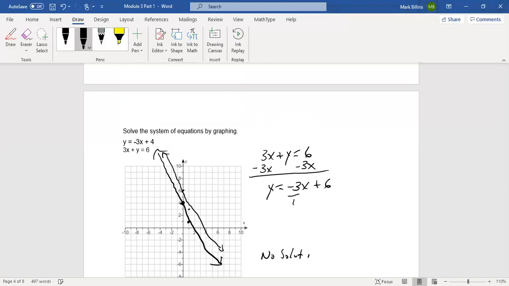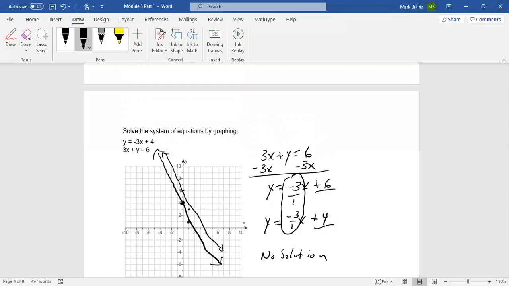How do I know my lines are parallel? Remember the definition of parallel lines. Parallel lines have the same slope. So equation 2, we get y equals -3/1x plus 6. Equation 1 was y equals -3/1x plus 4. Notice our slopes are the same. If your slopes are the same and your y-intercepts are different, that means your lines are parallel and you'll have no solution because the lines will never cross.